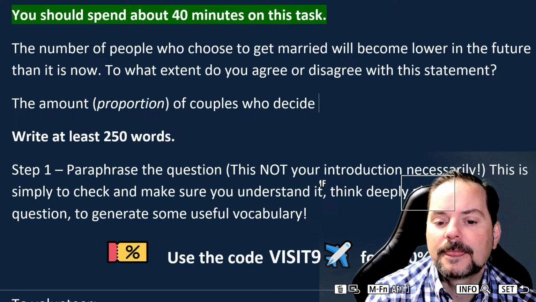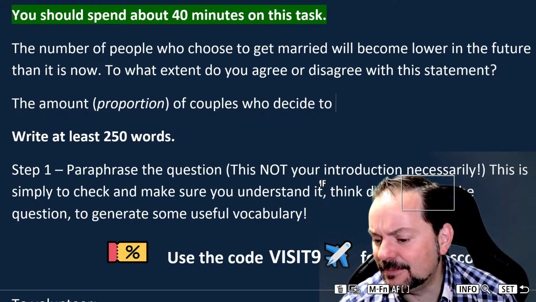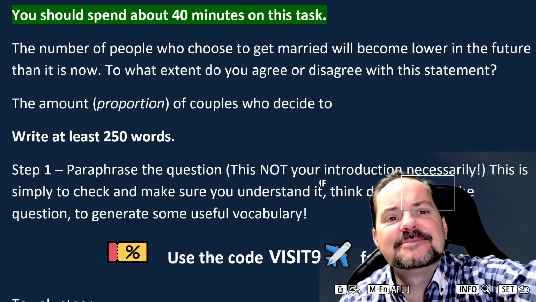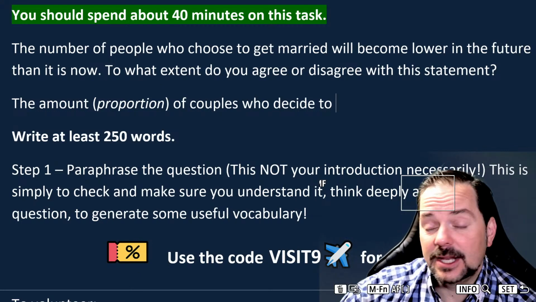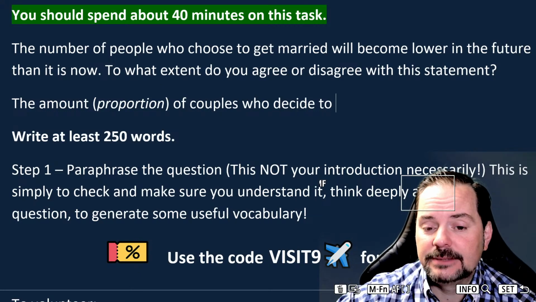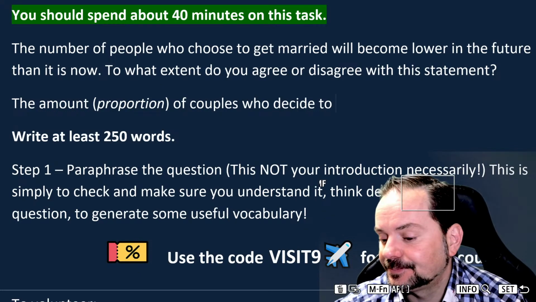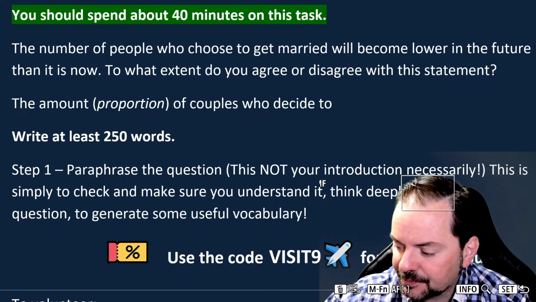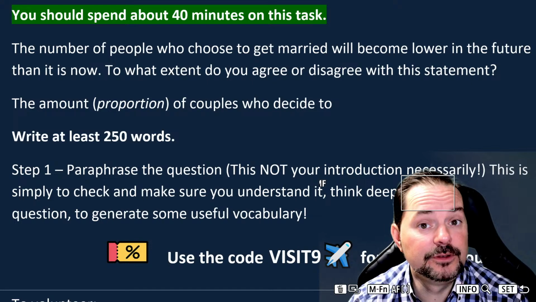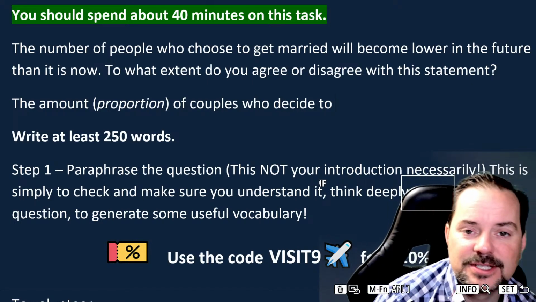Decide to get married. Anybody know any other ways to say to get married? There are a couple of nice expressions for this as well. And it is okay to use these, absolutely, in your writing. There are certainly a few different ways to express getting married.